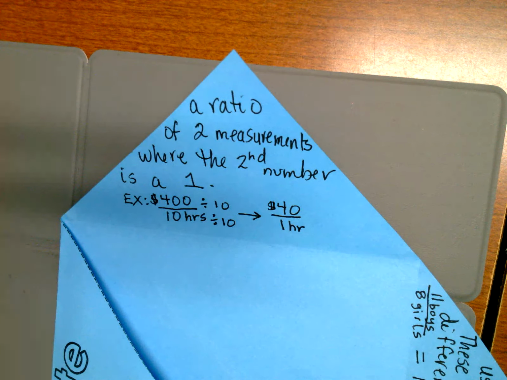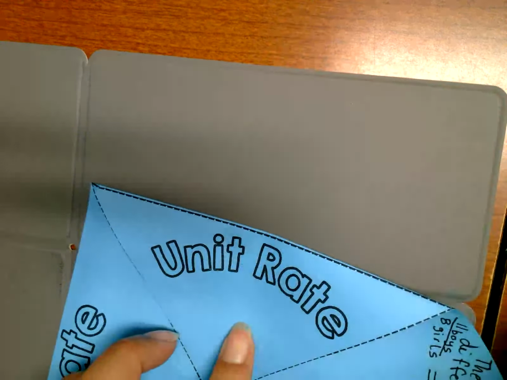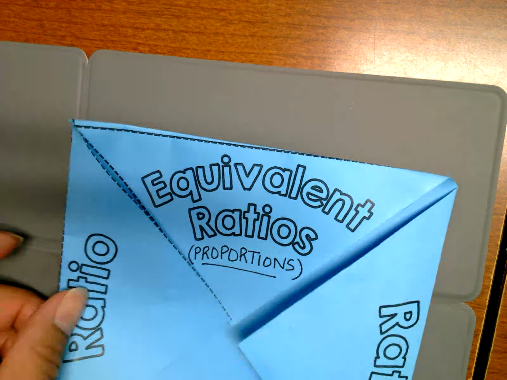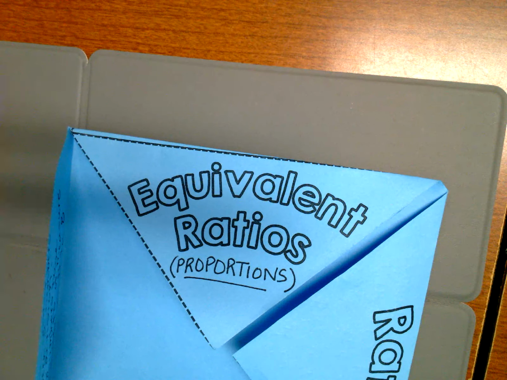Okay. Now let's go to equivalent ratios. What word did I put there at the bottom? I wrote it myself. It wasn't part of it. What does it say? Proportions. Okay, today we're going to practice with proportions a lot.